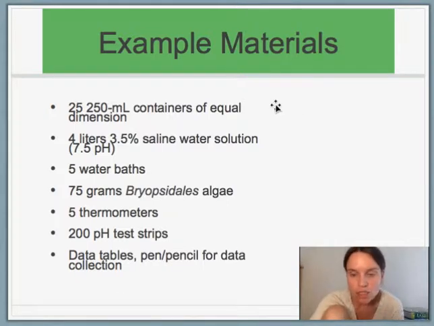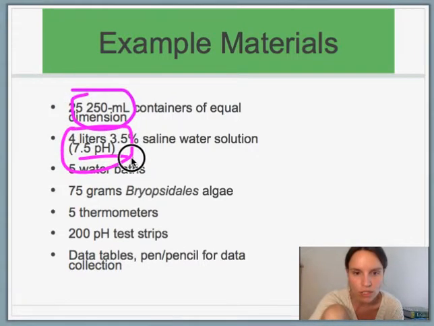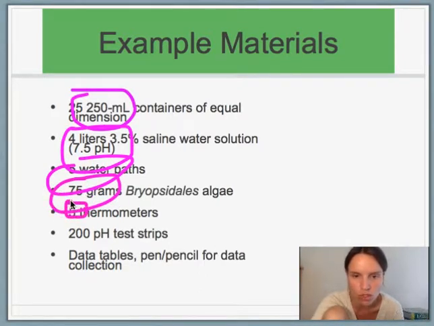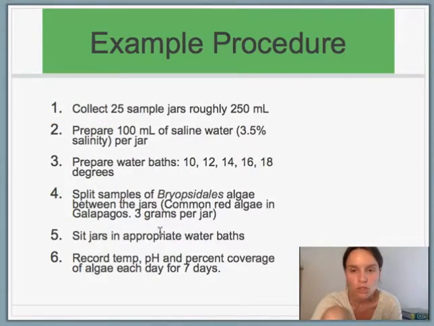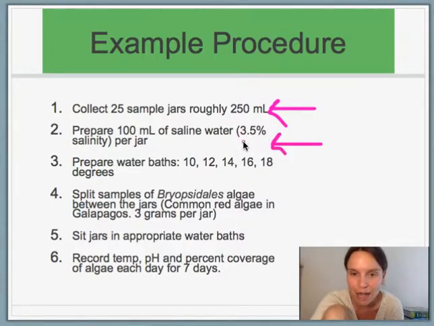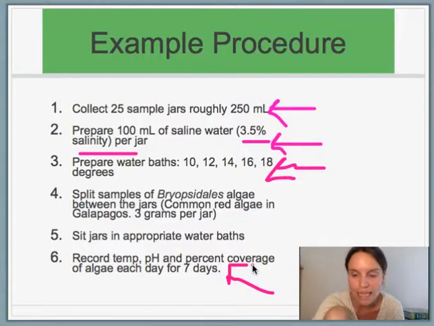Your materials list should be as concise and specific as possible. You'll note the use of different quantitative information so that I can read this over and know exactly how much of each different material the student's going to use. And your procedure should also be as quantitative as possible and as specific as possible. So milliliter measurements, exactly how much of different substances you're using, the temperatures that you're using for water baths, how often you are going to record data. All of that stuff is really important to put in your procedure.